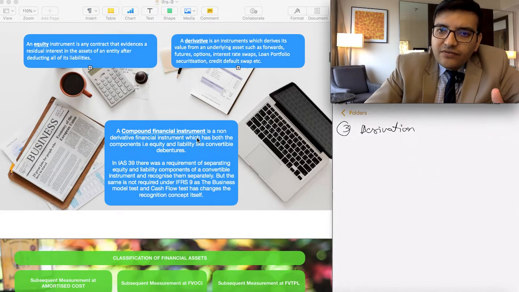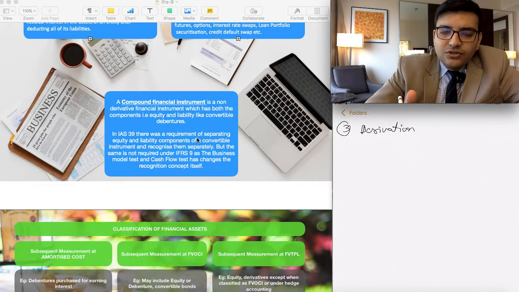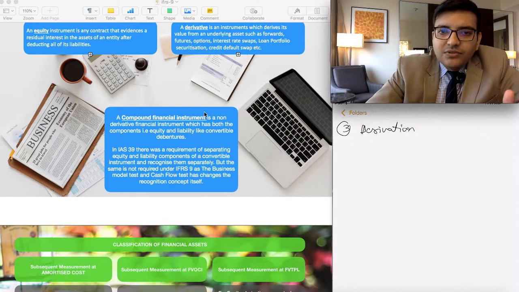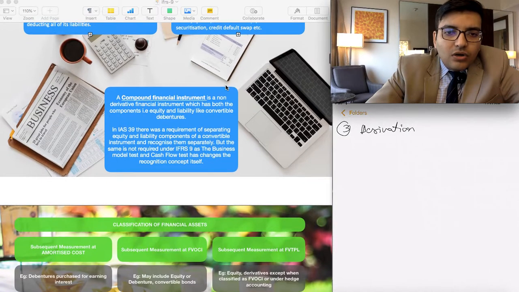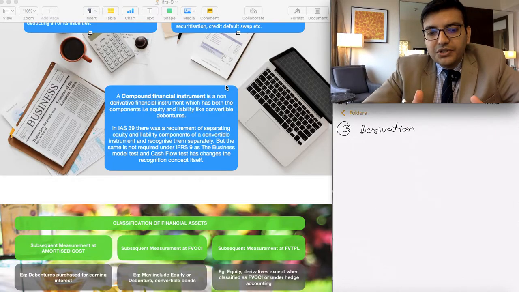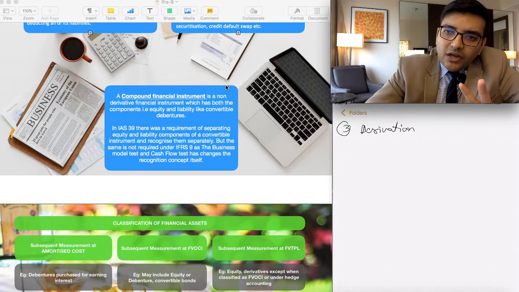What is a derivative? It derives its value from an underlying asset. Just like options, just like futures, these are all derivatives. Interest rate swaps, forwards, everything. Now a compound financial instrument is basically a convertible instrument like convertible debentures or convertible preferences. All these are compound financial instruments because they contain two components.